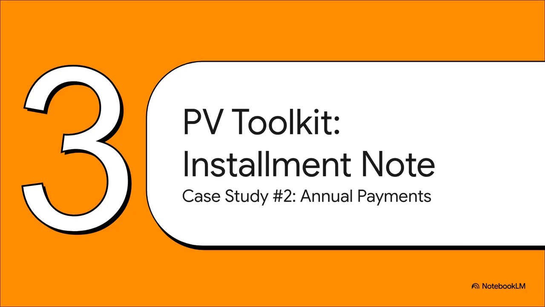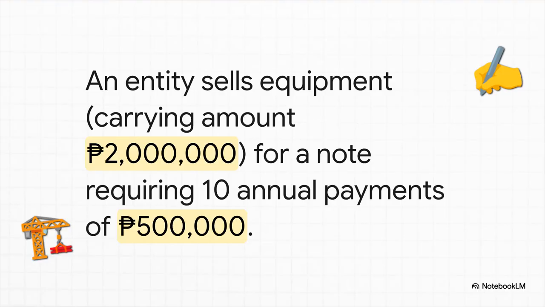Okay, let's level up. We're adding another tool to our PV toolkit. What if instead of one big payment at the end, you get paid in a series of equal chunks over time? This is an installment note, but don't worry, the basic idea is exactly the same. So here's our new case. This time, we're selling equipment with a book value of 2 million pesos, and in return, we're getting 500,000 pesos every single year for the next 10 years. It's a different payment structure, so it's going to need a slightly different tool.